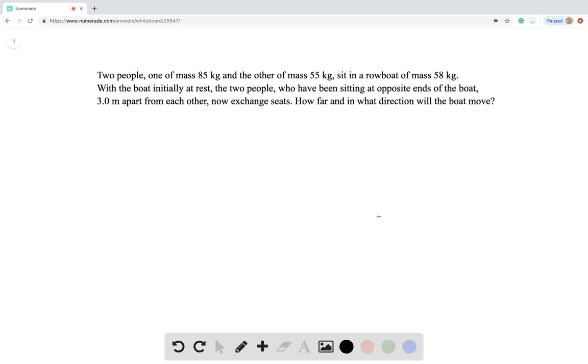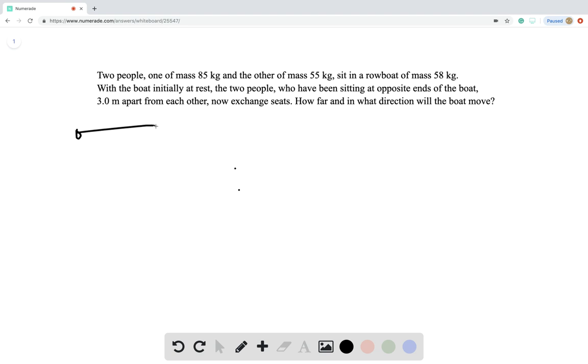So in this question, we have two people sitting on a rowboat, at two sides of it, and then all of a sudden they start to change seats and we ask how far, in what direction, will the boat move. So first let's draw this graph.